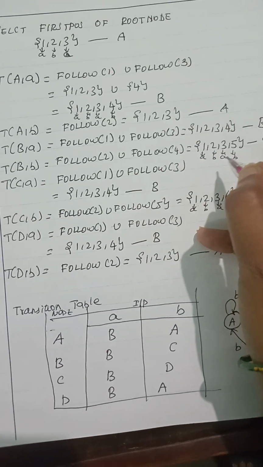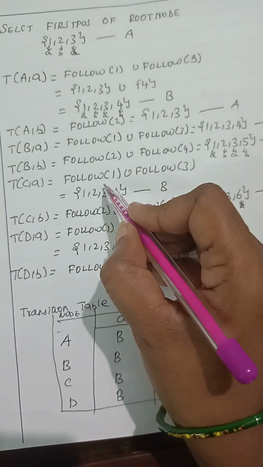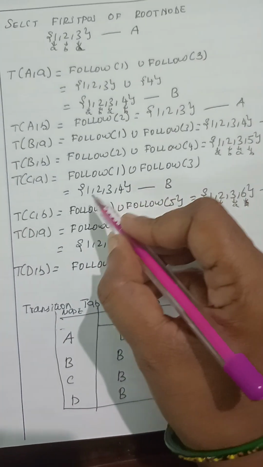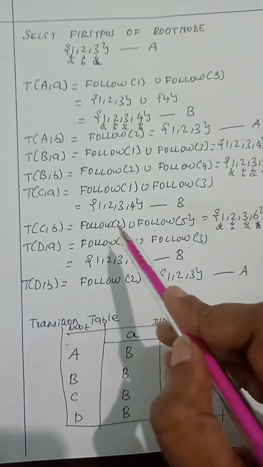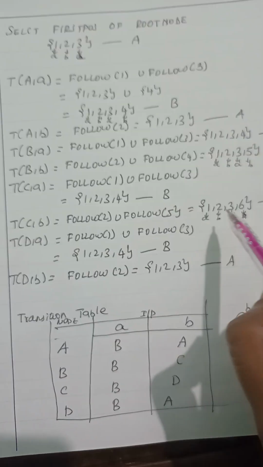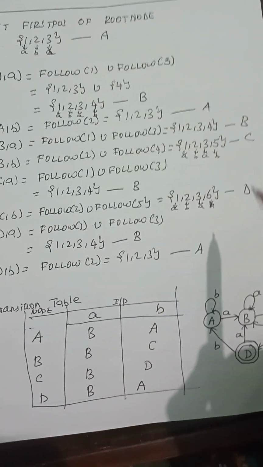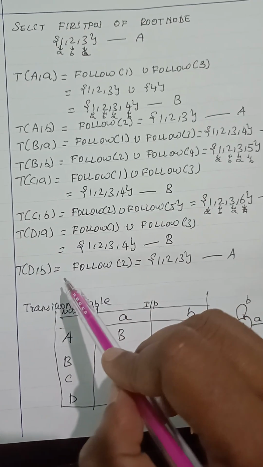In C, 1 and 3 are A and 2 and 5 are B. So C comma A is follow of 1 union follow of 3, that gives you 1 2 3 4, which is an old set, that is B. And C comma B is follow of 2 union follow of 5, that gives you 1 2 3 6, which is a new set. I have given it the name D. Now the transition of D comma A and D comma B.